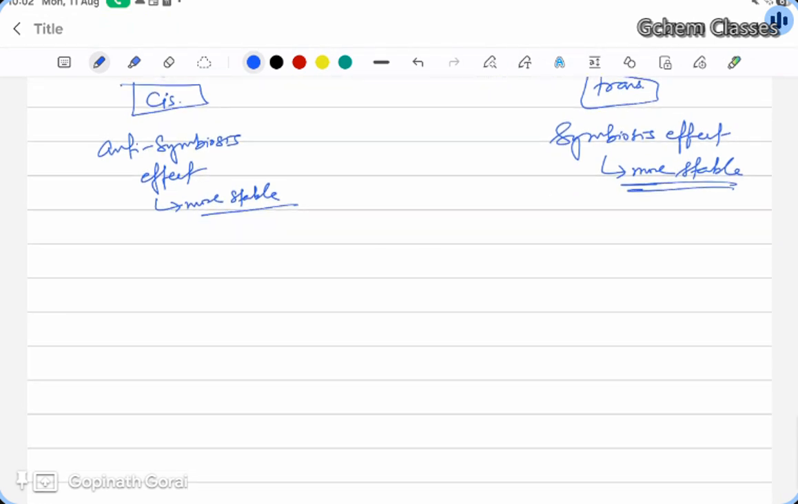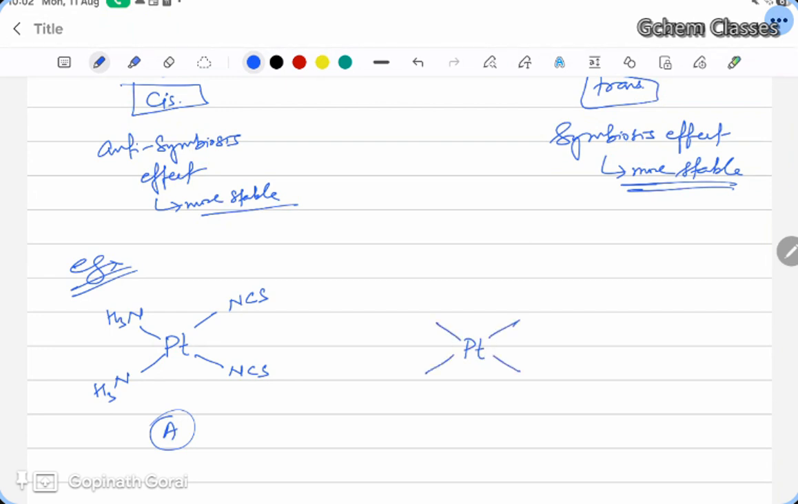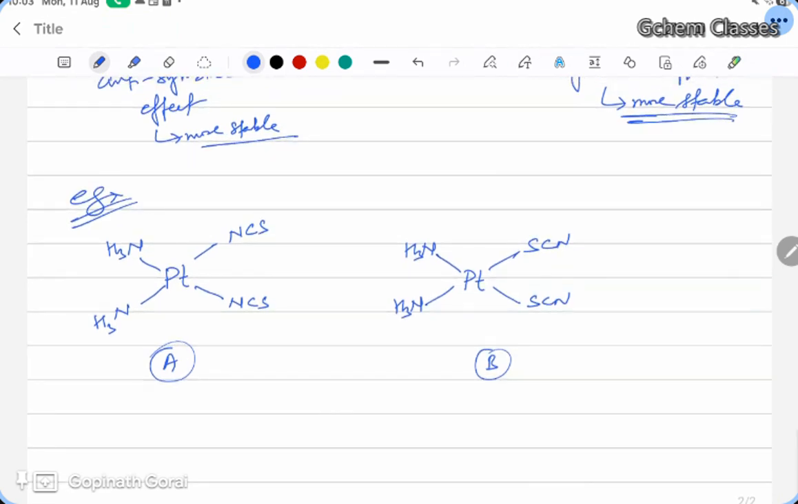Just take one example. Suppose you have platinum, square planar, connecting with NCS, NCS, and with NH3, NH3. You just see this form is cis form, right? This is A, and another one I'll draw as B. Here I'll write SCN, SCN, NH3, NH3, and this is B. Understood? Now, out of these two, how to find which one is more stable?